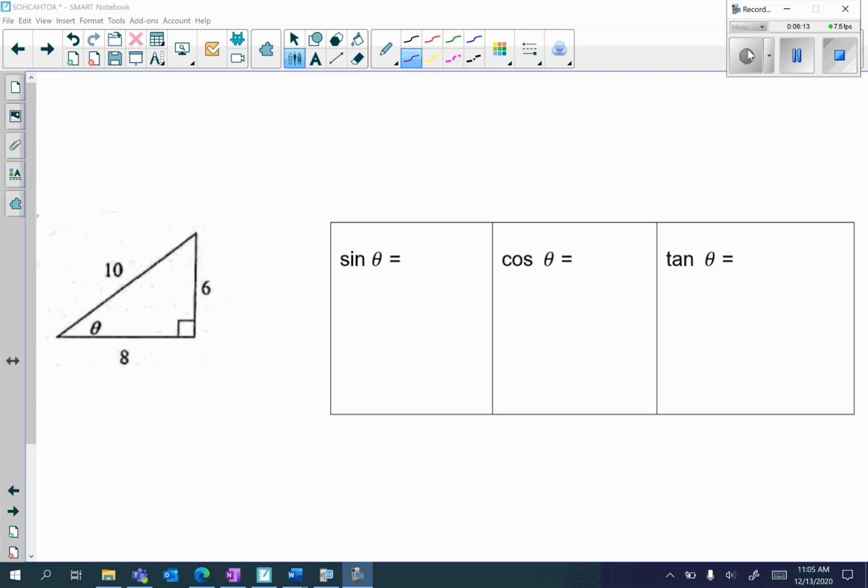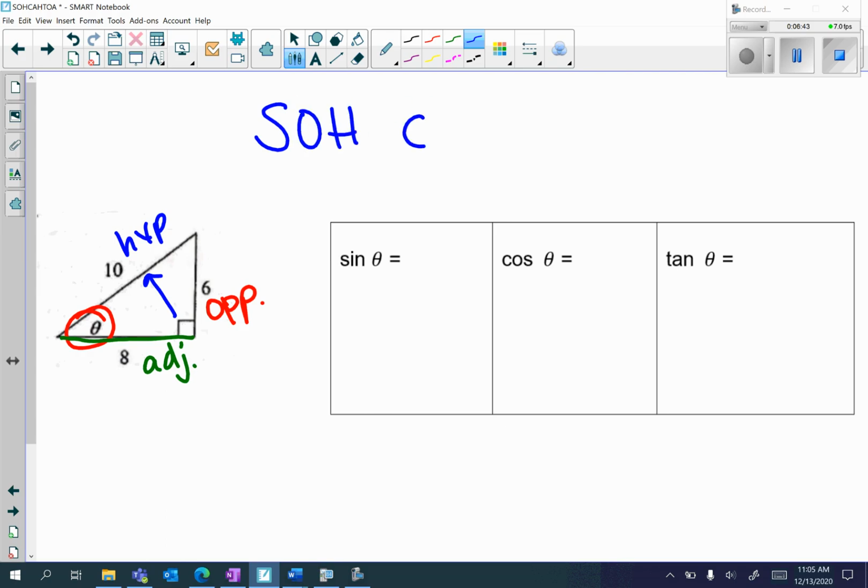Let's look at this next example. We have a right triangle, and here we have theta, and that represents our angle, our central angle. So let's label opposite, adjacent, and hypotenuse. So 6 is going to be my opposite, 8 is going to be my adjacent because it's touching the angle, and 10 is going to be my hypotenuse because it's across from the 90-degree angle. Let's not forget our acronym, SOHCAHTOA.